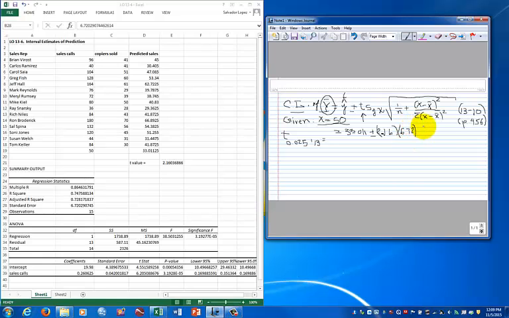And then times the square root of 1 over 15, because the sample size n is 15, plus the difference between our x that is selected. Remember, this is for a specific value of x, which is 50 in this case, minus the average of x.